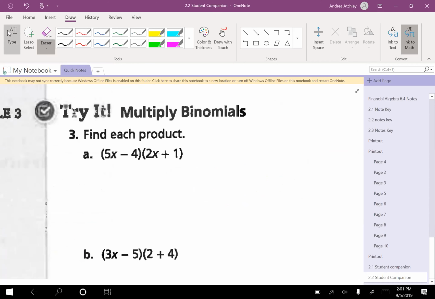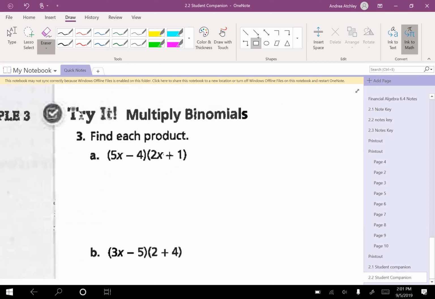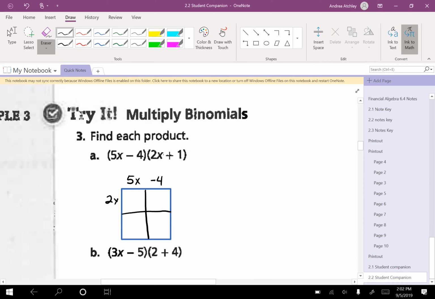Now we're just going to multiply two binomials. The only difference now is going to have some negative numbers, so you have to keep track of your negative numbers. So we still draw a box. The length and width, it doesn't matter which one you write where. I could put the 2x plus 1 over here, and I could put the 5x minus 4 here. Doesn't matter. You'll get the same answer in the end. But it's the same idea.